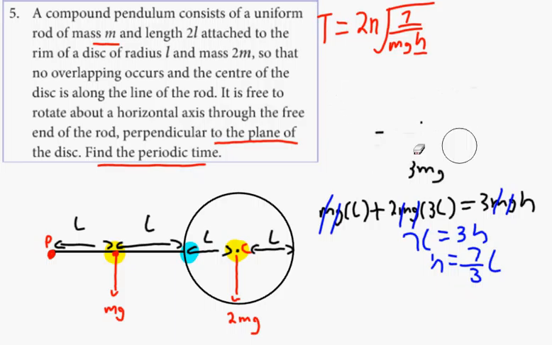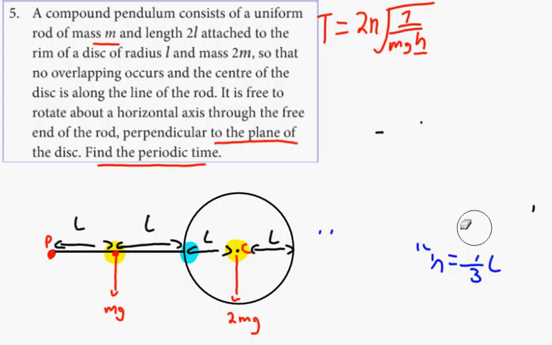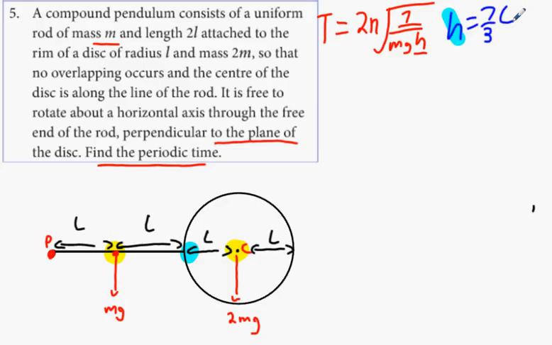Now, h equals 7 over 3 L. Okay, and what we're going to do now is determine the inertia of the system. Let's start off with the rod. Inertia around P, guys, what do you think? Inertia around P?